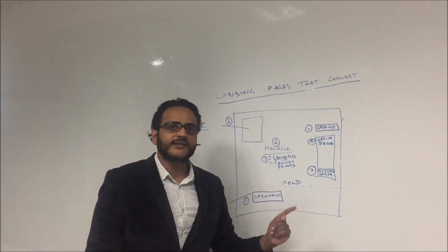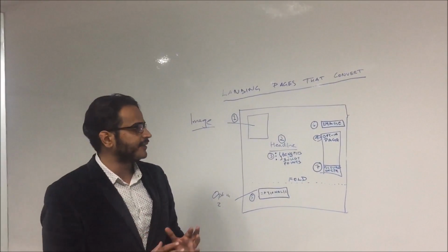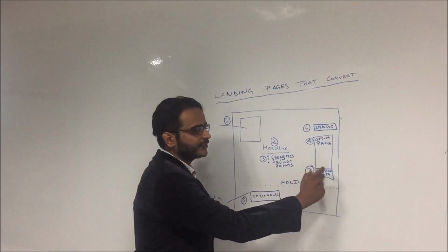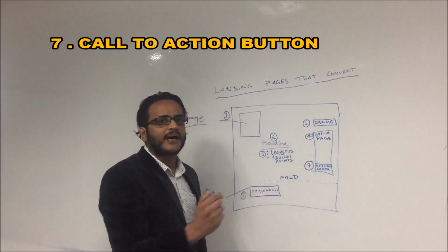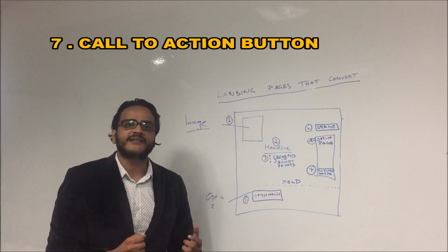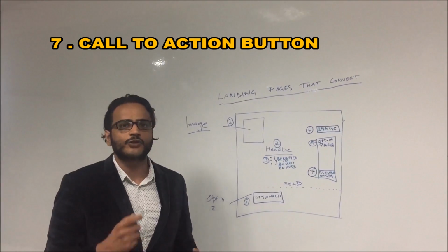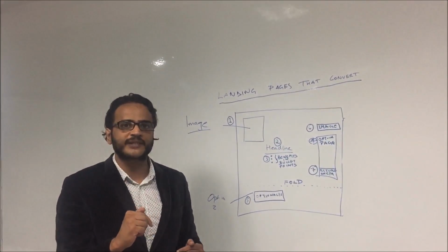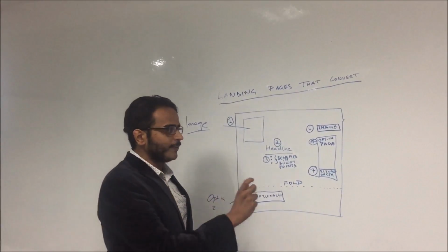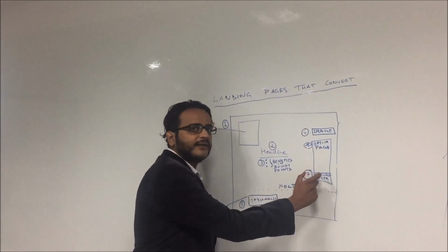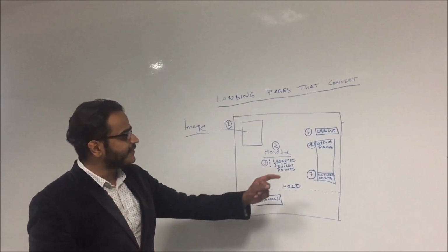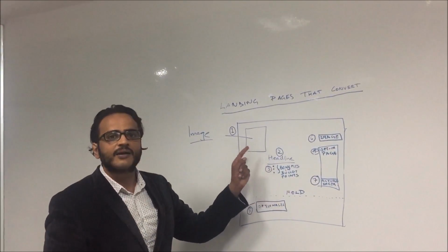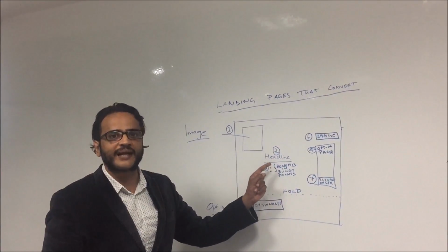The number 7 and the most critical element that goes into the page is the call to action button. The call to action button could be as simple as a subscribe button. So the user enters the name and email address and then clicks on the subscribe button. What you need to make sure of on the call to action button is that it has the exact opposite color of the color that you've used for your headline.